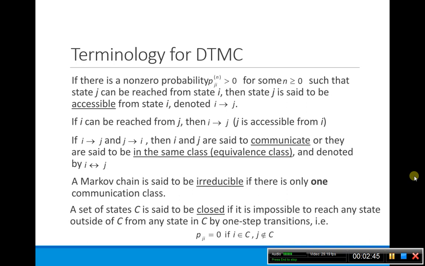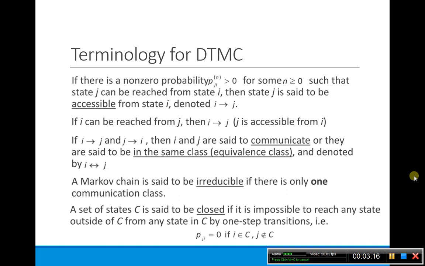Okay, so we're going to relate a lot of things to our discrete time Markov chain because you already know a lot about that. You've worked with that for several weeks now. So just remembering some of the terminology for discrete time Markov chains. We talked about a state J being accessible from state I. Basically, if I can go to J, even if not directly, but through some other states, then J is called accessible.